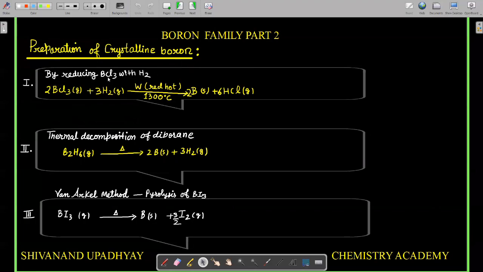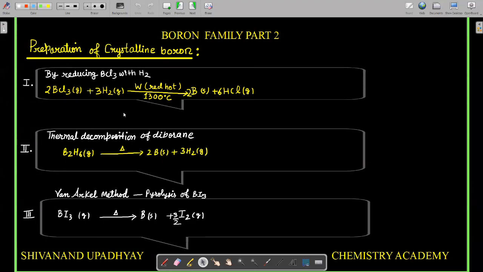Method of preparation of crystalline boron. There are many methods to form crystalline boron. One of the methods is by reducing BCl3 with hydrogen. Hydrogen is the reducing agent. So here boron is present in +3 oxidation state. With the help of hydrogen, it is going to 0 oxidation state. So boron chloride is heated with hydrogen in presence of tungsten.